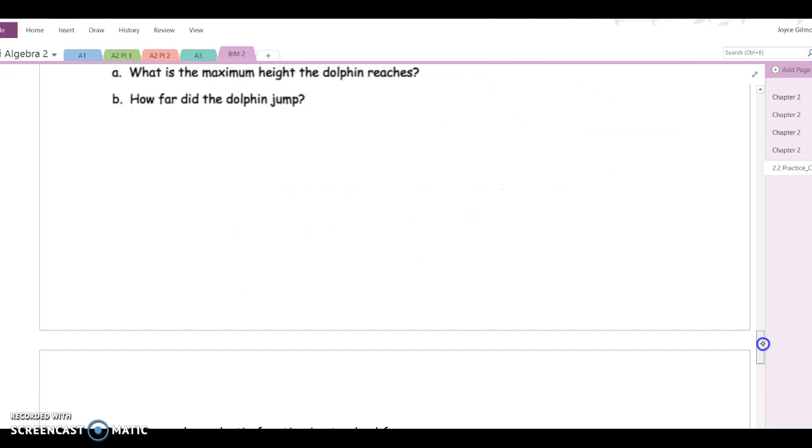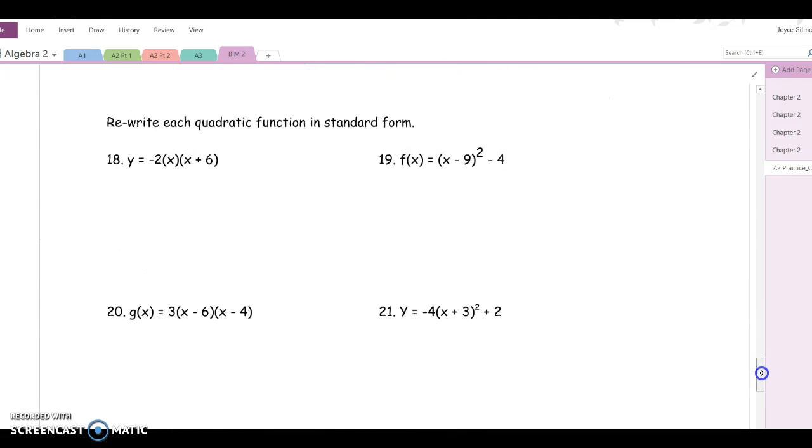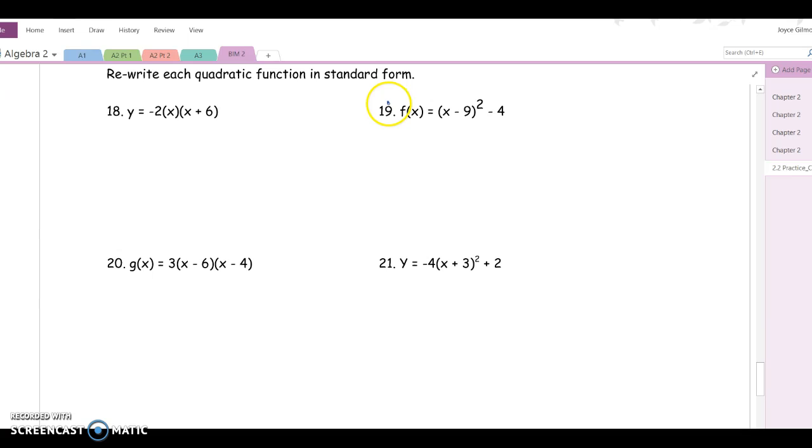Okay? On the back, I wanted to do number 19 with you. And after we've done number 19 together, I think you'll be able to do the rest of the problems on your own. We want to rewrite each quadratic function in standard form. So we want our answer to look like ax squared plus bx plus c. We want our answer to have no parentheses in it anymore.